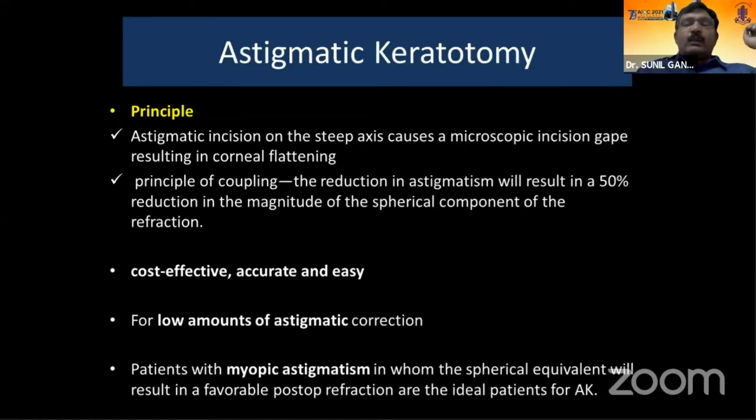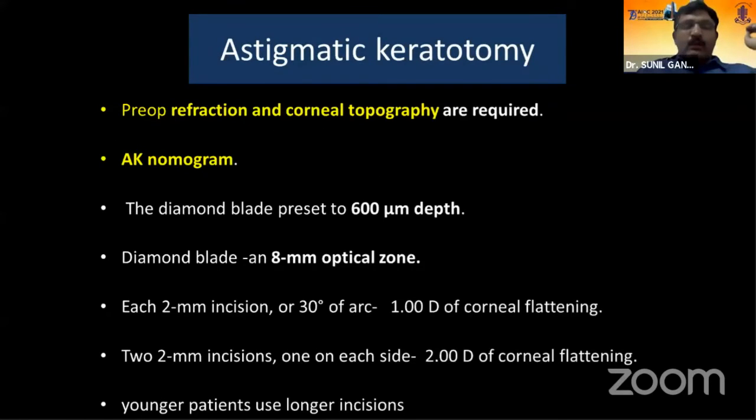Another corneal procedure which helps in correcting astigmatism is astigmatic keratotomy, where we make peripheral arcuate incisions to cause a microincisional gap, which causes flattening in the steep axis. It is a very cost-effective, accurate, and easy procedure. Patients with myopic astigmatism are the ideal patients for astigmatic keratotomy. What you require is basically preoperative refraction, corneal topography, and astigmatic keratotomy nomograms.